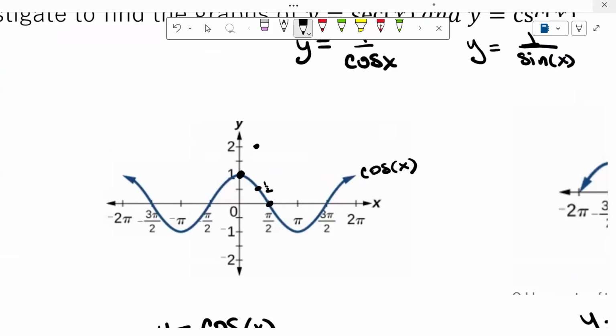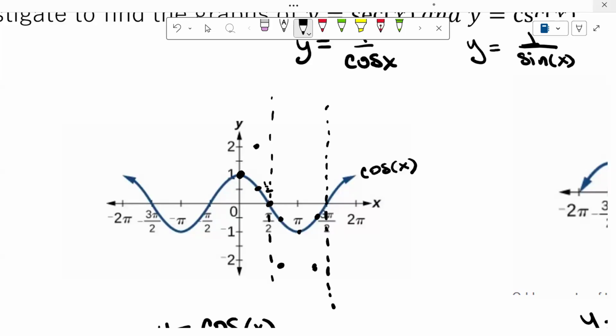This is a 0, and if I reciprocate it, it is undefined. This right here is a -1/2, and if I reciprocate that, I get -2. This is a 1, and if I reciprocate that, I get 1. This y value is a -1/2, and if I reciprocate that, I get a -2. This is a y value of 0, and if I reciprocate that, it's undefined.